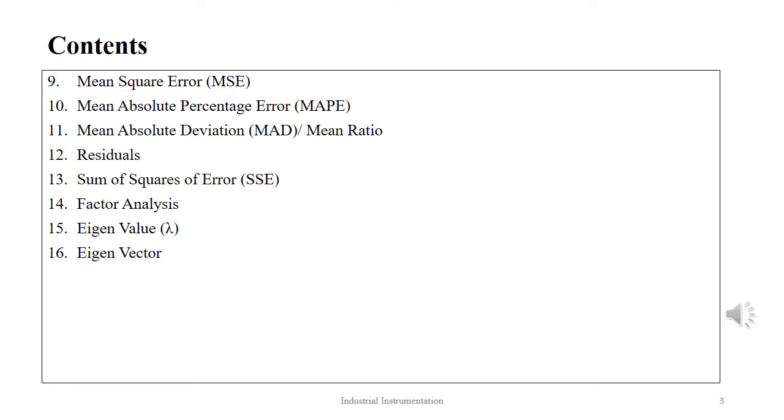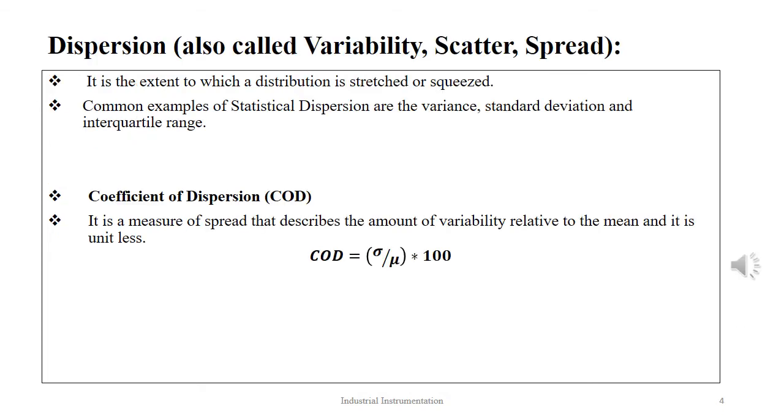Then we'll come across mean square error, MSE; mean absolute percentage error, MAPE; mean absolute deviation, MAD or mean ratio; residuals; sum of squares of error, SSE; factor analysis; Eigen Value and Eigen Vector.